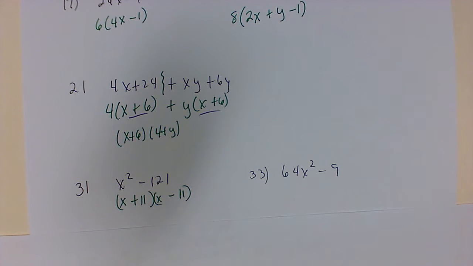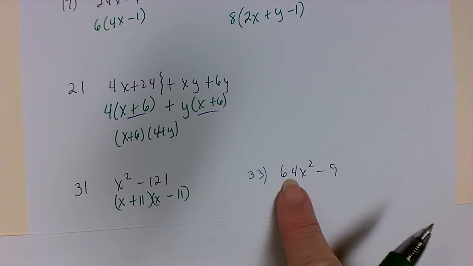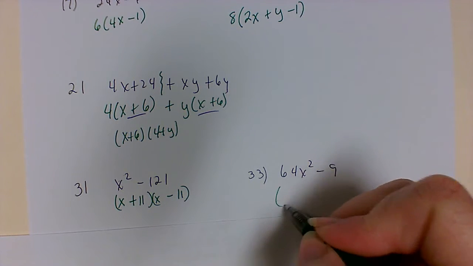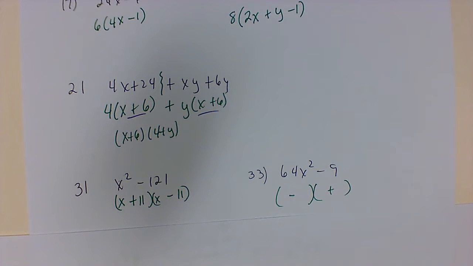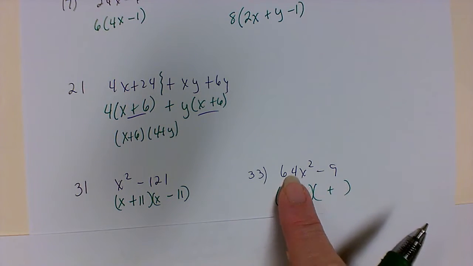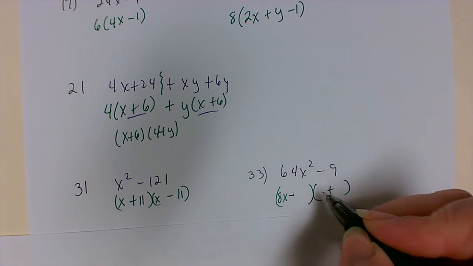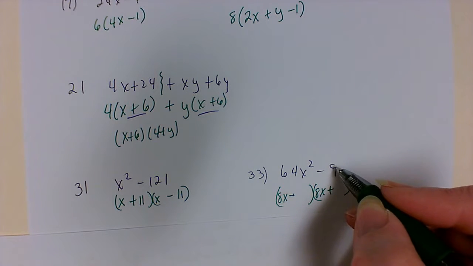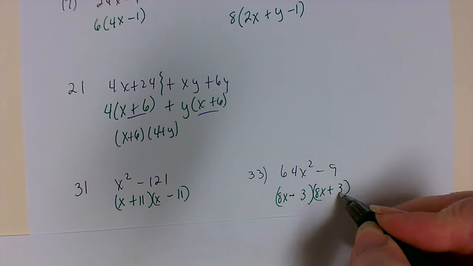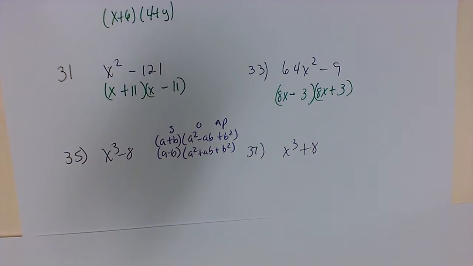Now over here we have 64x squared minus 9. So 2 perfect squares again with a minus sign. So again, it doesn't matter, you can put the minus sign first if you want. Minus and then plus. 64 is 8 times 8. And x squared again will be x times x. So I have an 8x on both the front parts. And then 3 times 3 will get me 9. And so that just pops in. Difference of squares. Really good one to know.